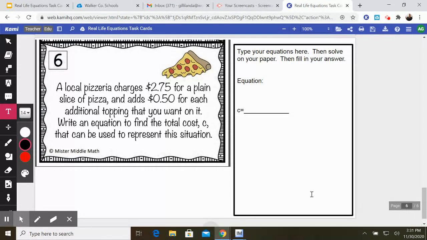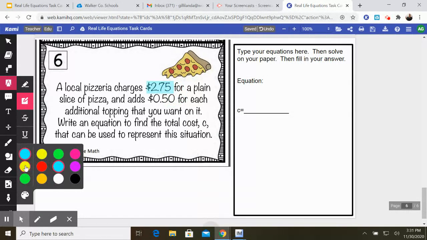Okay, so this is what we know. We know that it's $2.75 a slice. We know that it's 50 cents per each additional topping. What we don't know is how much the total cost will be. We also don't know how many toppings they're going to have. We haven't really done this where you have two variables. We don't know how many toppings there's going to be either.